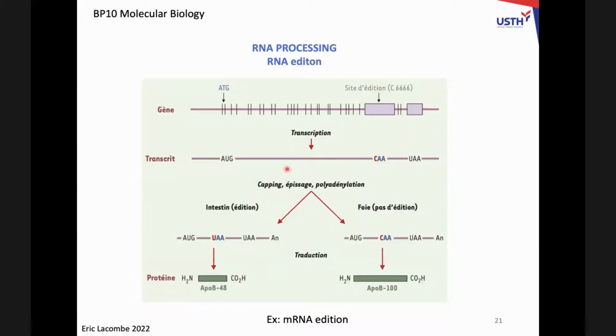It's still in French, but don't worry, there is a very well documented case in human. It's about a protein. I'm not very familiar with the disease in human, but I know that when it's mutated, it gives rise to disease in human.